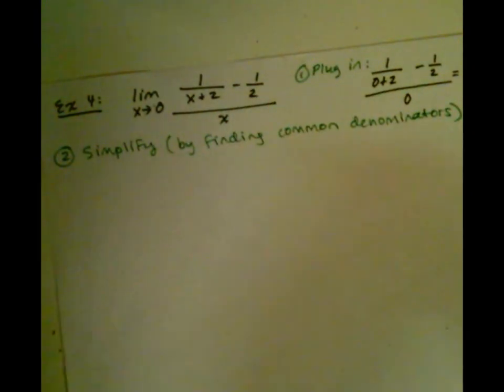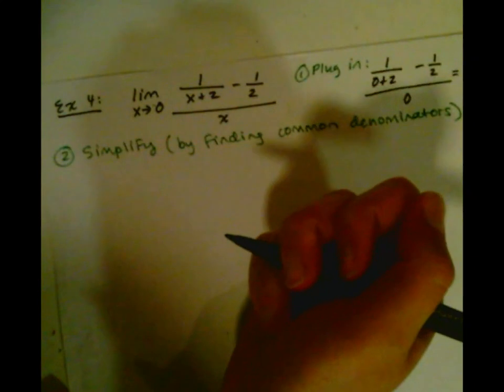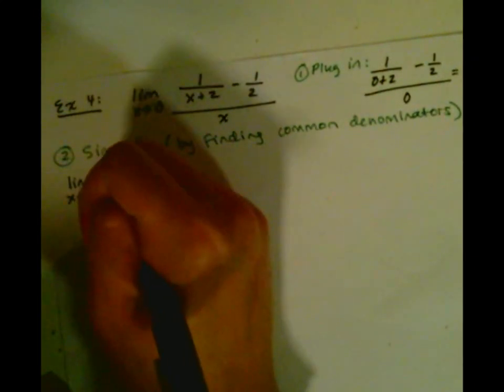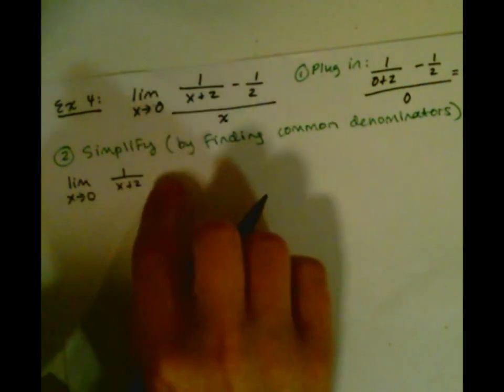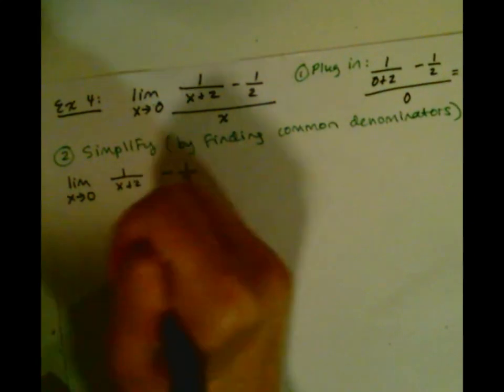So let's see how rusty your algebra skills are on finding common denominators. So this is the limit as x goes to 0 of 1 over x plus 2. I'm going to leave a little bit of space here before putting my subtraction sign because I know I'm going to be multiplying by something.